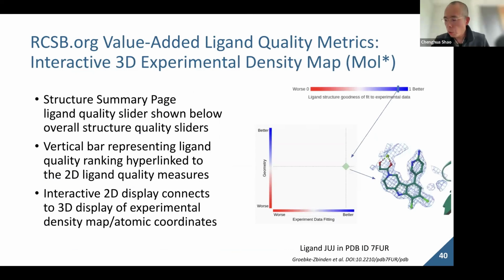To make this ligand quality review easily accessible, we also add a ligand quality slider just underneath the validation slider at the structure summary page, where the vertical bar indicates the ligand fitting quality that can be clicked, which then leads you to the 2D graph. And further, this 2D graph is also interactive with the 3D display, where when you click this ligand instance, it will lead you to the 3D display of this ligand overlay with the electron density map, where you can ultimately review the experimental data support.